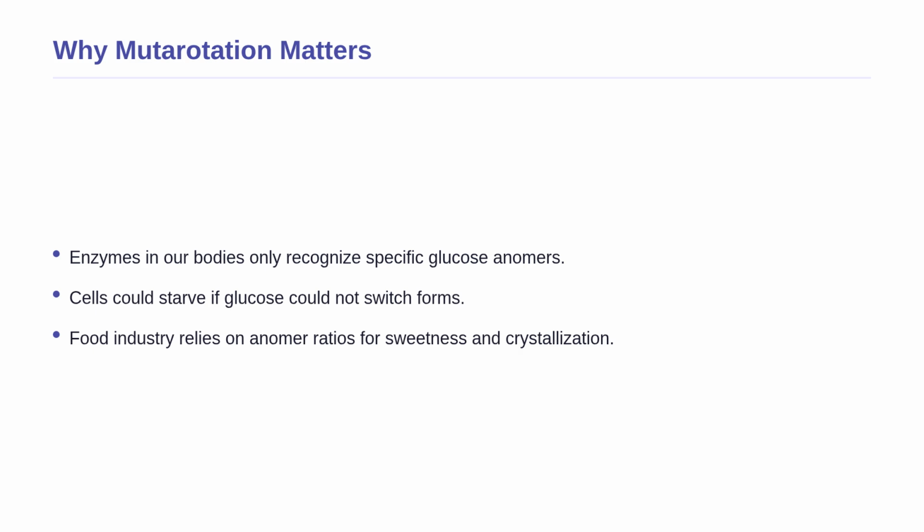Furthermore, in the food and beverage industry, the sweetness and crystallization properties of syrups depend heavily on the exact ratio of these sugar shapes. Without mutarotation, a freshly made sugar syrup would behave in completely unpredictable ways.